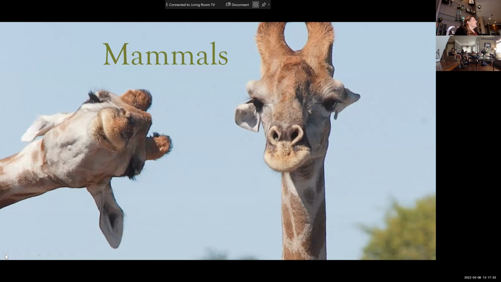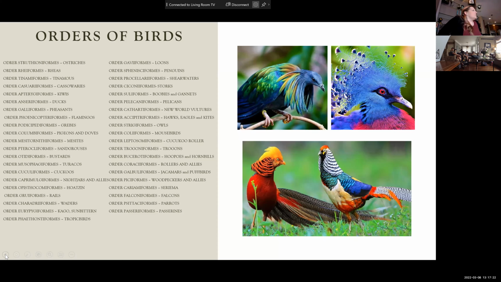So real quick, orders of birds. Lots of orders of birds. Some of these I've never heard of. What is this? A nightjar? Don't know a nightjar. Also never heard of a shearwater. But there are your different orders of birds.